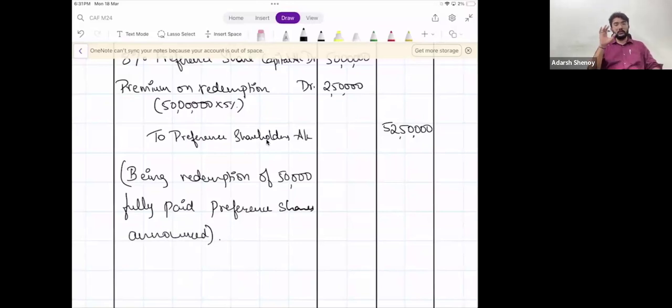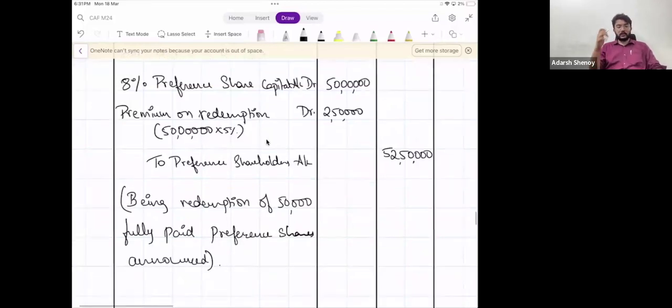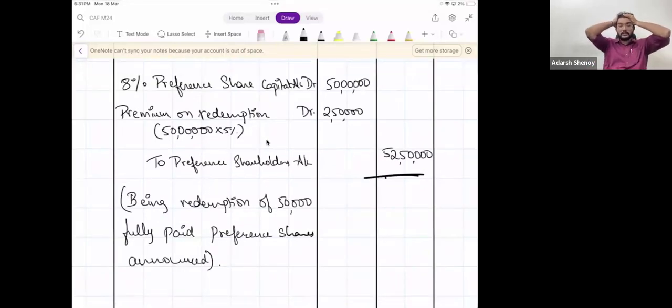Okay, now comes the important part of the question. I can't directly pay this 52 lakh 50,000. This much amount is to be paid to the preference holders. I can't pay it directly now. First, I have to comply with the provisions of Section 55. What is Section 55? Section 55 says that the capital base of the company must be the same.